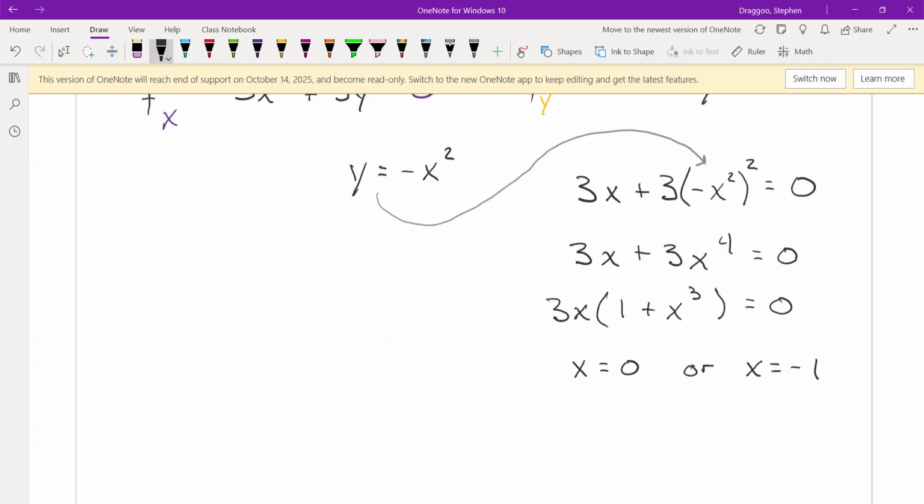But now that I've got two solutions, those are the two numbers that make the y partial 0. I have to go back and make sure that the x partial is also 0. So let's do that. I have two options. One, x equals 0, which means y is equal to negative 0 squared, which is 0. There we go. So I get my first critical point at 0, 0.